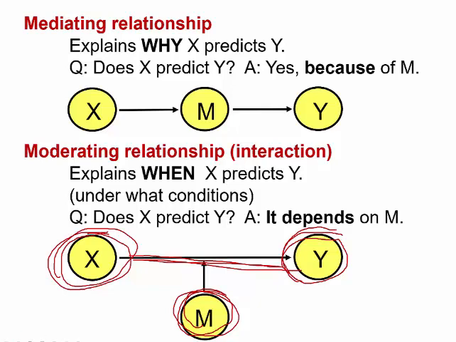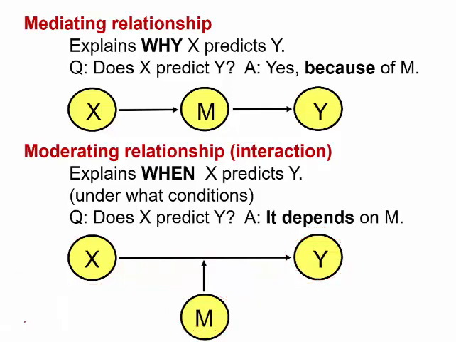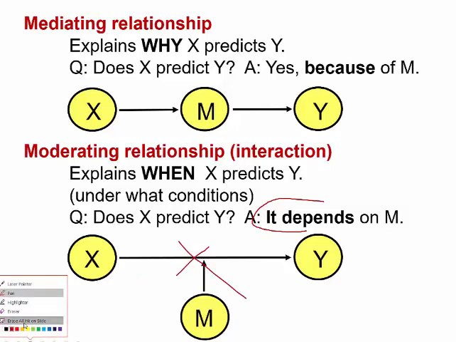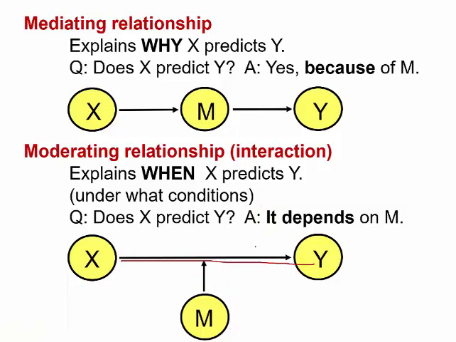So in this case, the question, does the alliance lead to better adherence? The answer is, it depends. It depends on the presence or absence of barriers. If there are barriers in place, then there's no relationship. It doesn't matter what the alliance is. But in the absence of barriers, then yes, the alliance predicts the adherence, and that would be a moderating relationship.